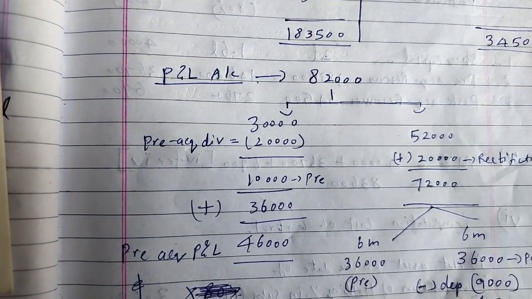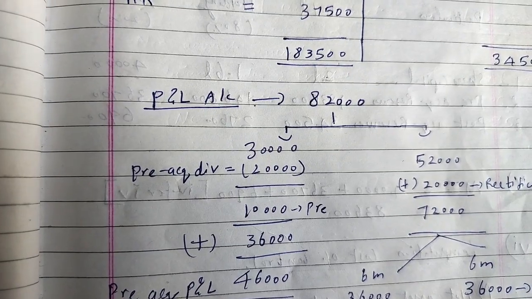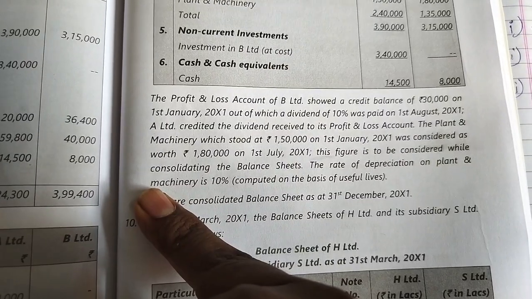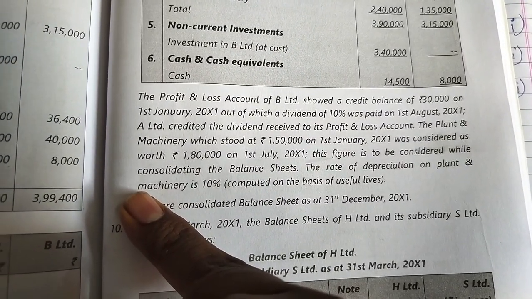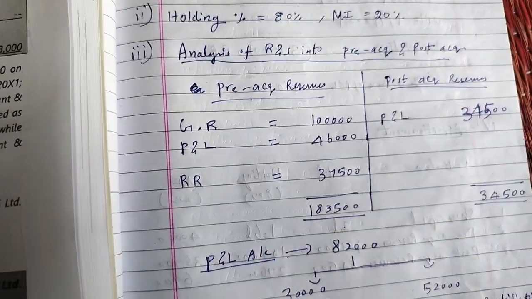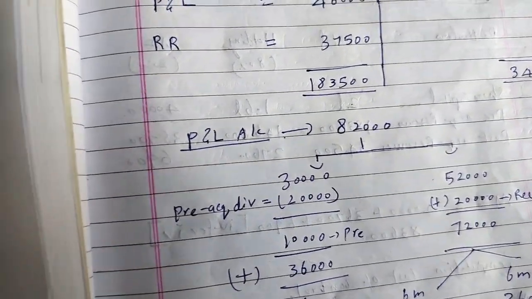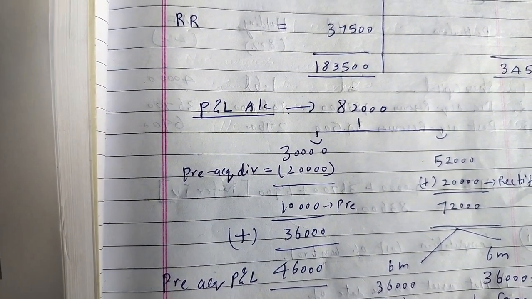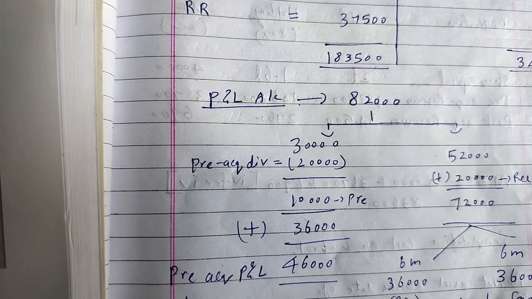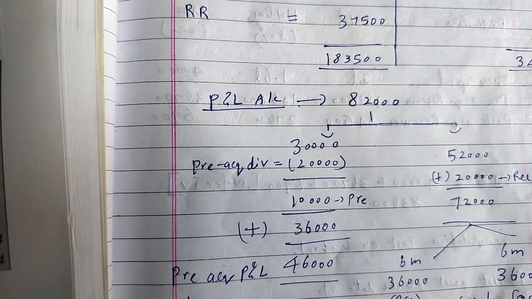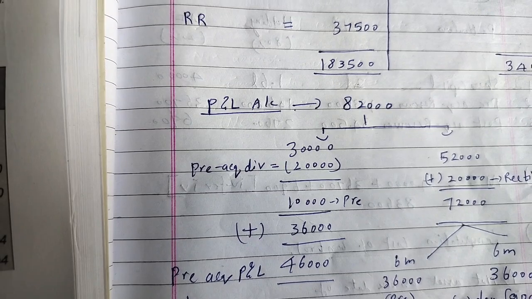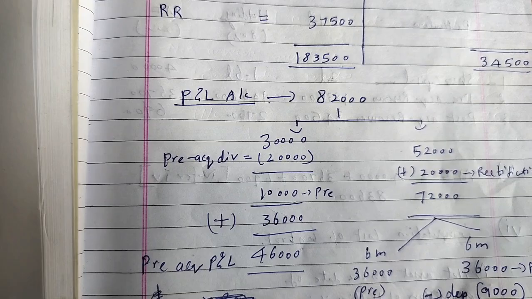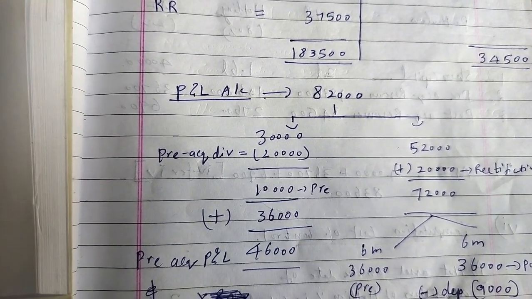P&L is 82,000. We need to divide it into pre and post. In the question they have mentioned that P&L showed a credit balance of 30,000 on 1st January 2021, which means the pre-P&L is 30,000, out of which a pre-acquisition dividend is paid. Dividend 10%, so share capital is 2 lakh, 2 lakh into 10% is 20,000. So the pre-acquisition dividend is 20,000. So we will get 10,000 as P&L pre-acquisition. And still there is 52,000. We don't know whether that is pre or post.